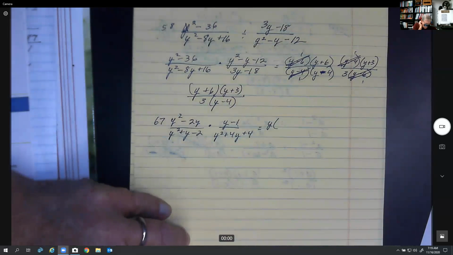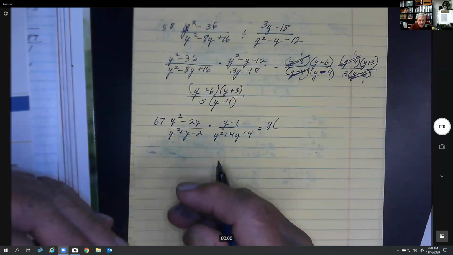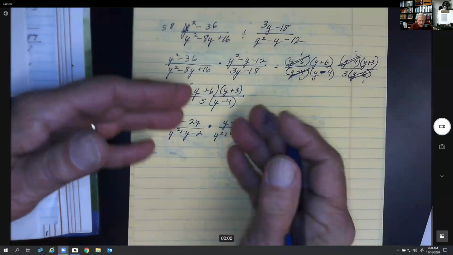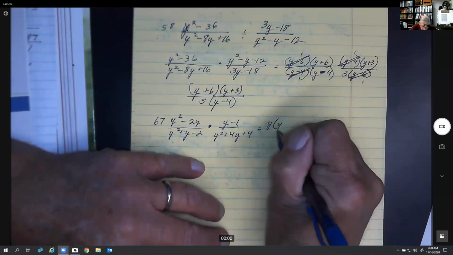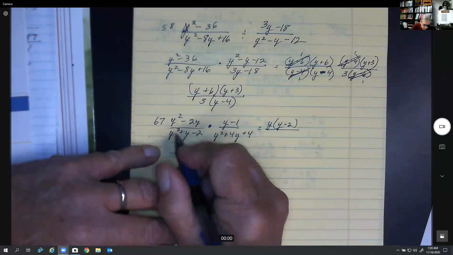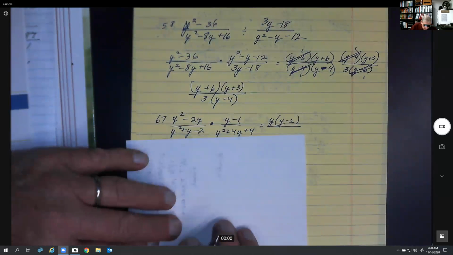The other thing before I jump into this problem, I'm going to ask myself, do I need to flip this thing over? No, this is a multiplication problem, so I don't have to flip. I don't want to get crazy doing that. y minus 2. And I might as well go ahead and factor out the bottom. And again, maybe you're just using a sheet of scratch paper.